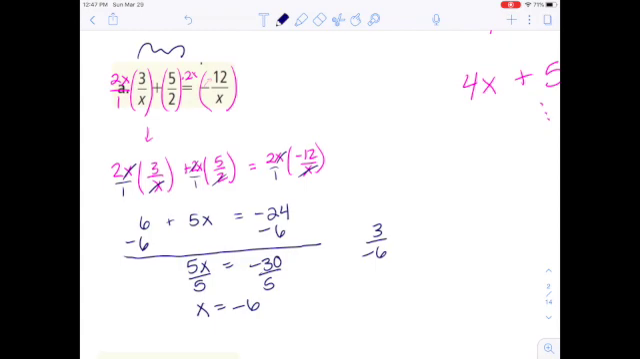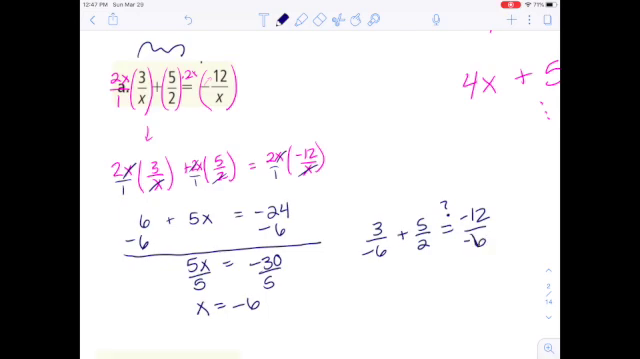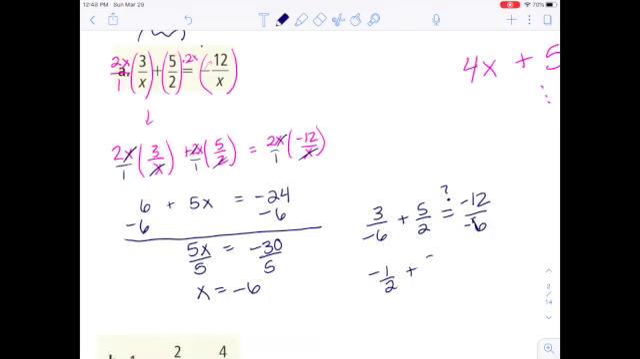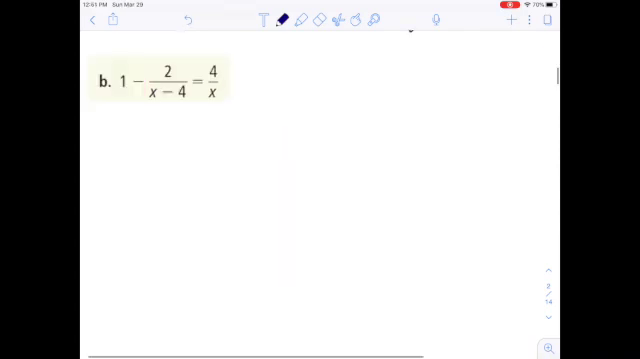So do a double check for yourself. Make sure that 3 over -6 plus 5 over 2 is in fact -12 over x, or -6. Simplify it down. This gives you -1/2 plus 5 over 2. And does that equal -12 divided by -6, which is +2? So 5 over 2 is 2.5, and you're subtracting a half, so you've got 2 is equal to 2. So here's your answer.